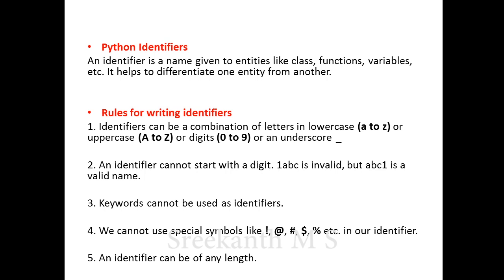26 plus 26 plus 10 is 62, and with the underscore, 63. So these 63 characters can be used to name an identifier in Python.